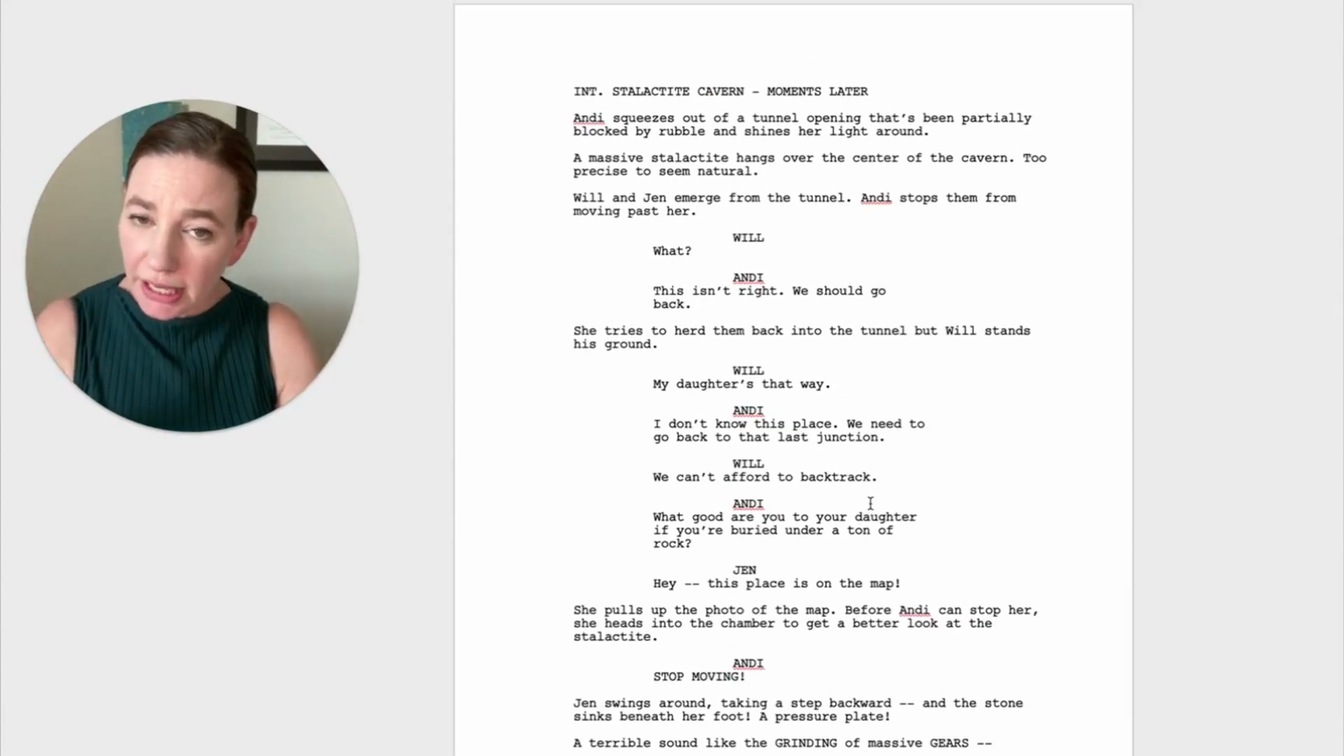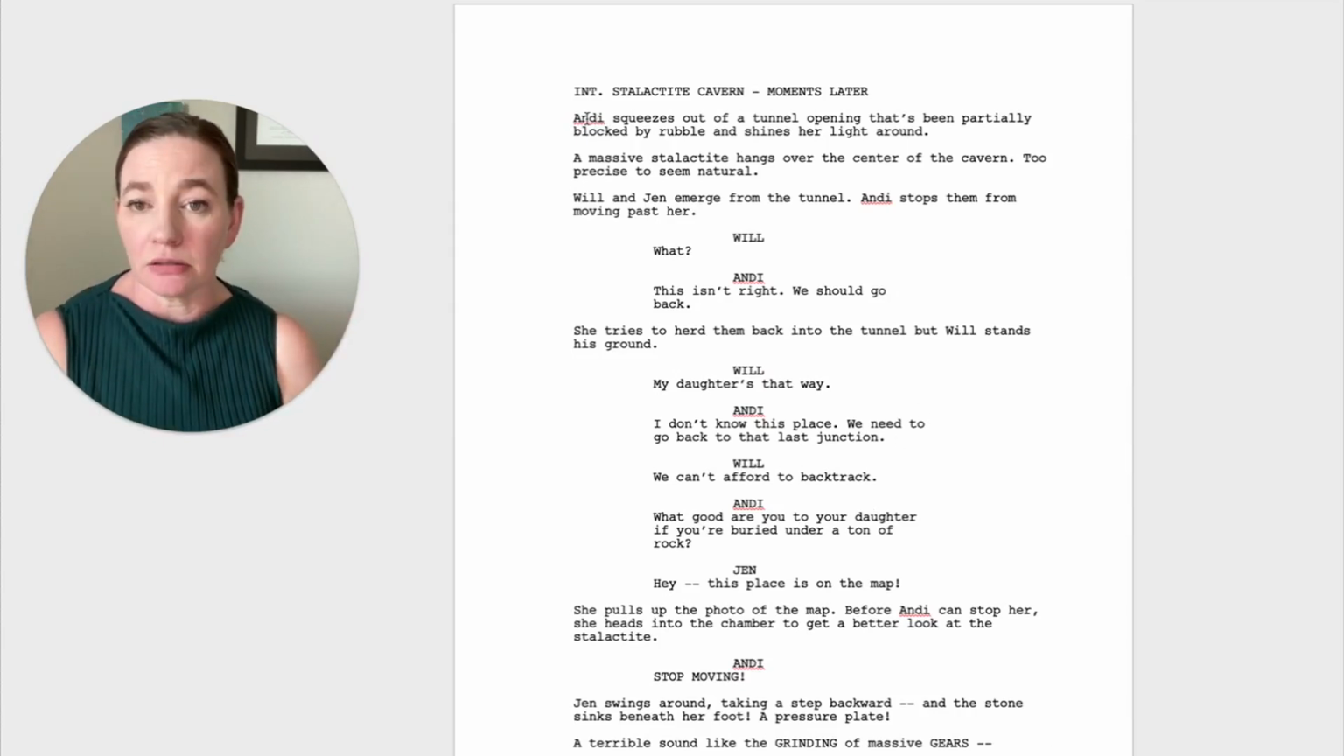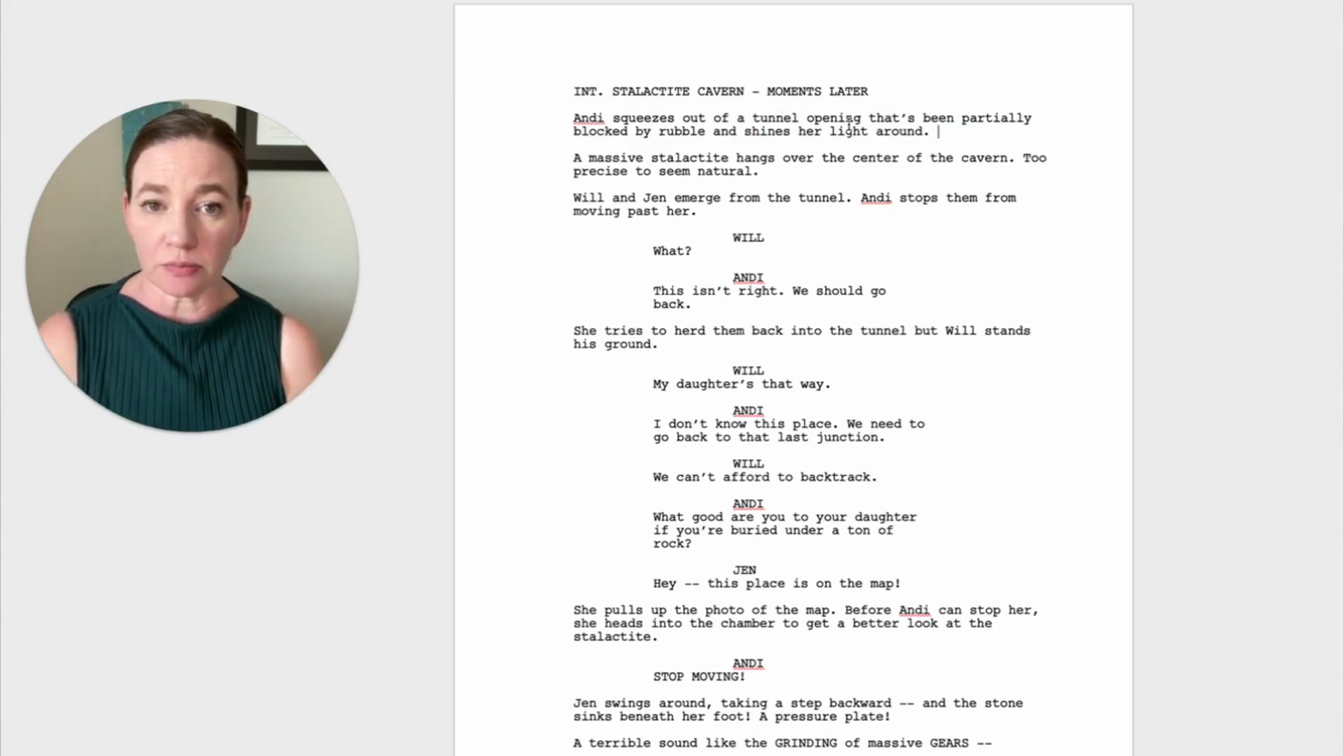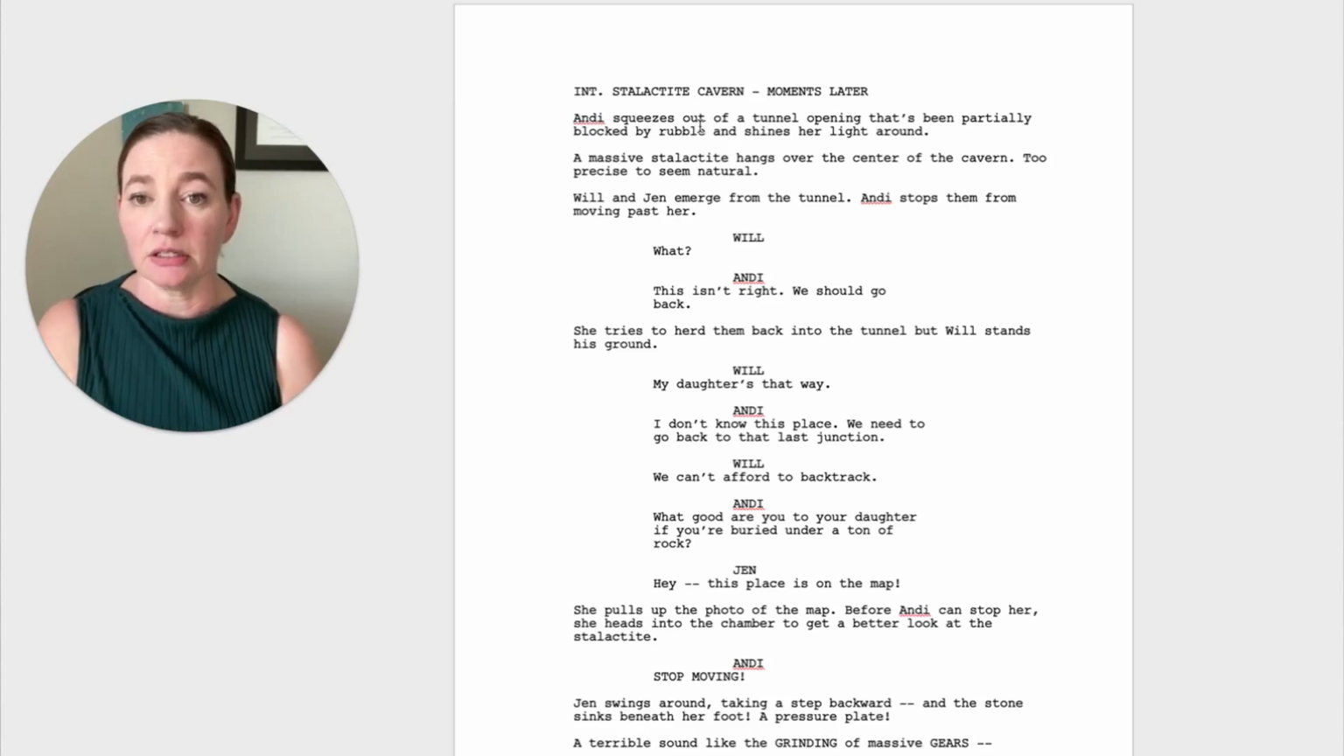I think we could still tweak it. We could still whittle it down. We're going to start doing that on a language level now. Okay, this is really wordy. Let's see. Squeezes out of a tunnel opening that's been partially blocked by rubble. How could we reword that to save on some words?